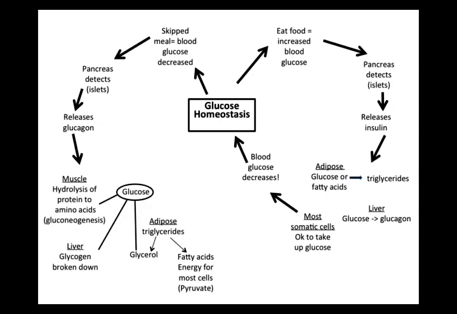So all of those things are broken down into glucose. The glucose goes into the blood, and the blood glucose increases. We're back to glucose homeostasis. That's the basic negative feedback loop of glucose in the pancreas.